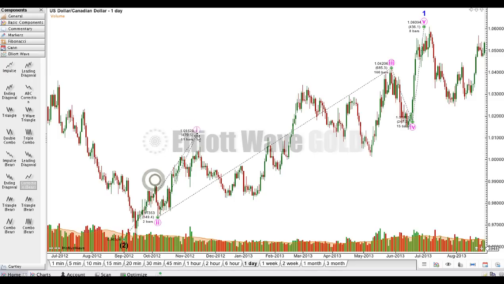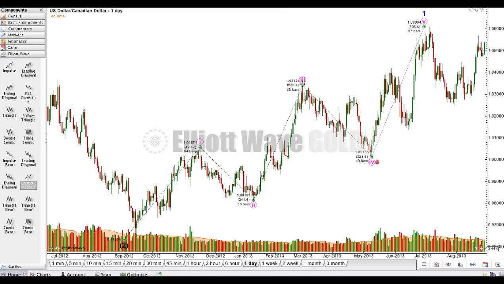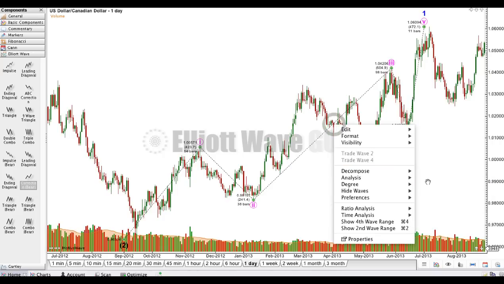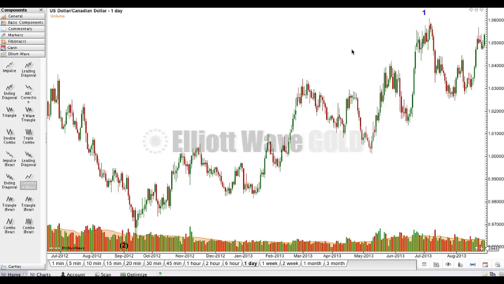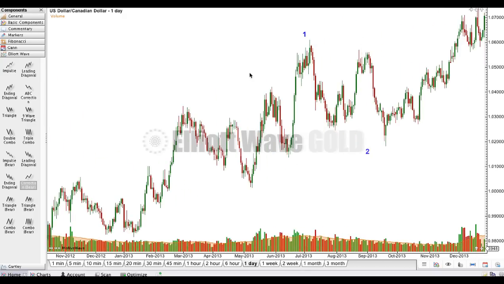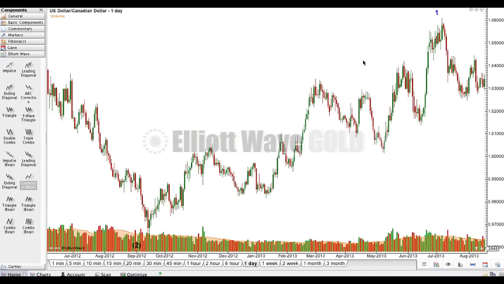Let's put this back here. And put this here. Oh, that looks awful. And that won't work because there's an overlap. Is this a diagonal? It doesn't look like a diagonal. Okay, I like 2 as an expanded flat. That works. Oh, okay, I think we've got some third and fourth waves up in here.